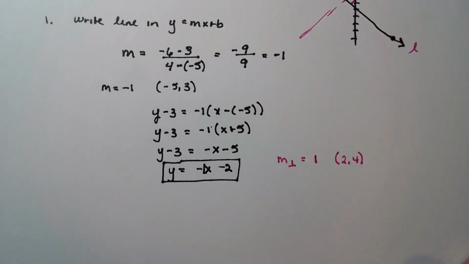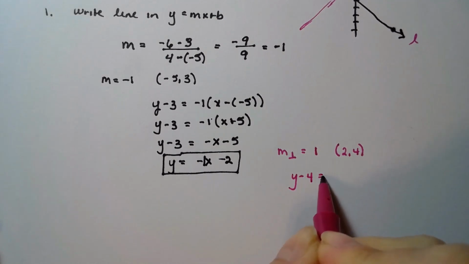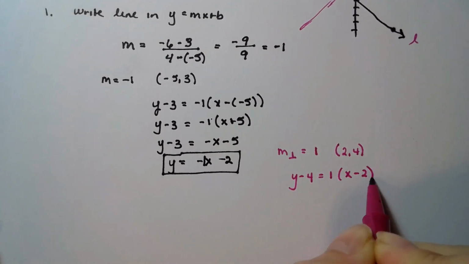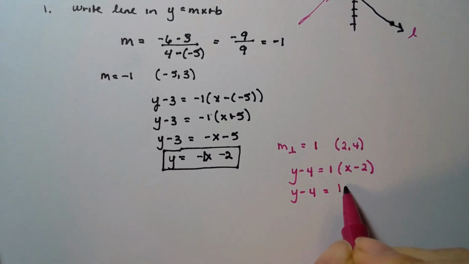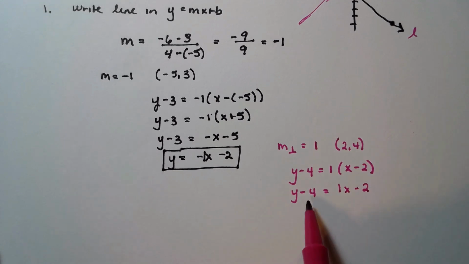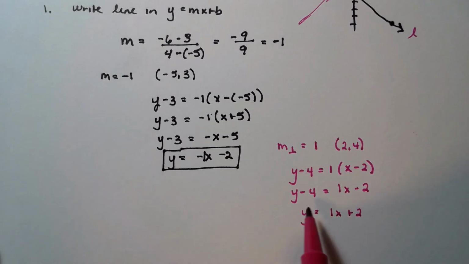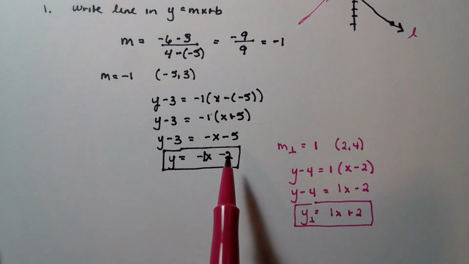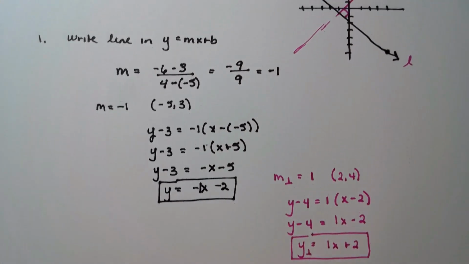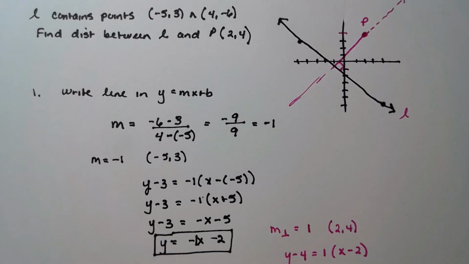So now I can find the equation of the perpendicular line. I'm going to have y minus 4 is equal to 1 times x minus 2. So y minus 4 is equal, if I distribute, to 1x minus 2. And if I add 4 to both sides, I get y is equal to 1x plus 2. So I'm just going to put a little perpendicular symbol here, that way I know the difference. This is my perpendicular line, and this one up here is the line that was given to me, even though it was given to me with 2 points as it passes through 2 points.